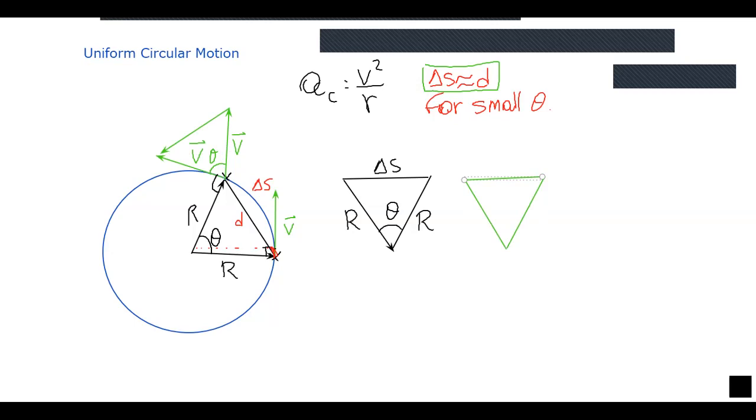Now I can say something. I can say this is V, because I'm looking only at the magnitude of the velocities, and the angle between the two is theta. So what is this thing here? Well, that is how much the velocity has changed. So we can call that delta V.